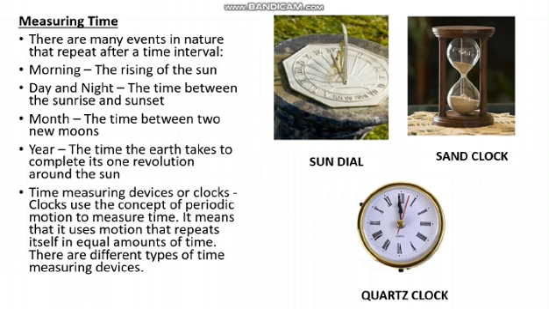A sundial measures time by the position of the shadow cast by the sun. The device which uses the flow of sand from one glass bulb to another in order to measure time, we call it a sand clock. A device which uses the rate at which water drips from one vessel to another to measure time intervals, we call it a water clock.